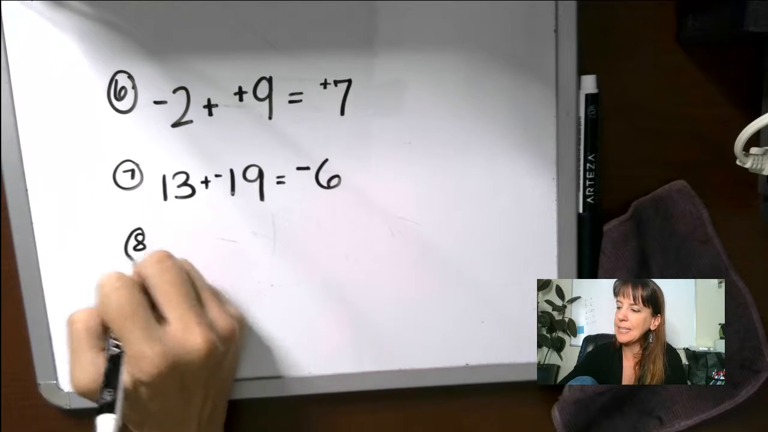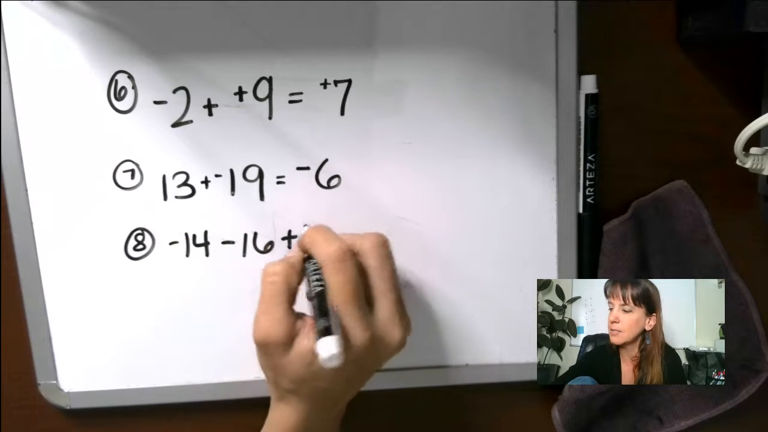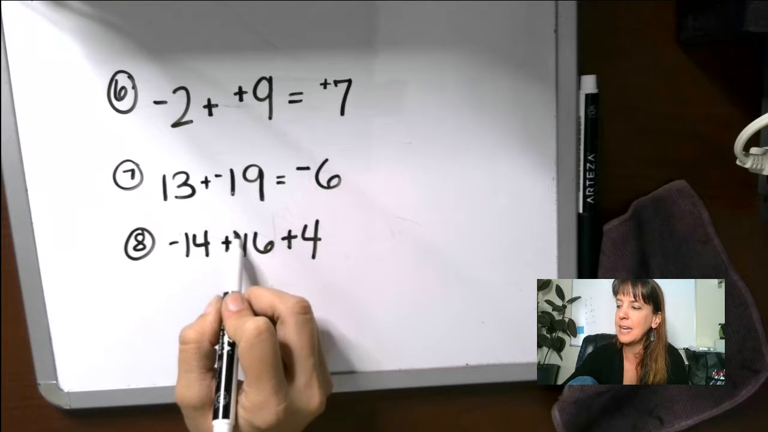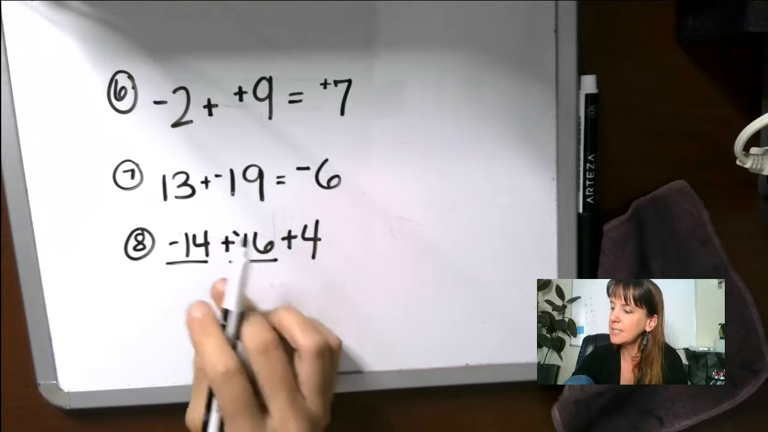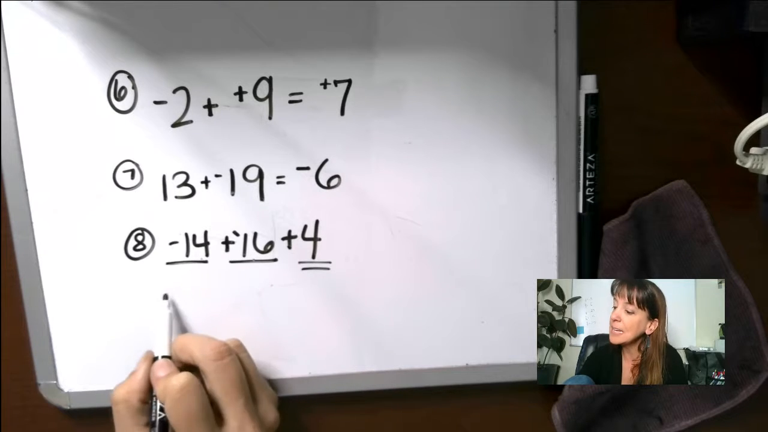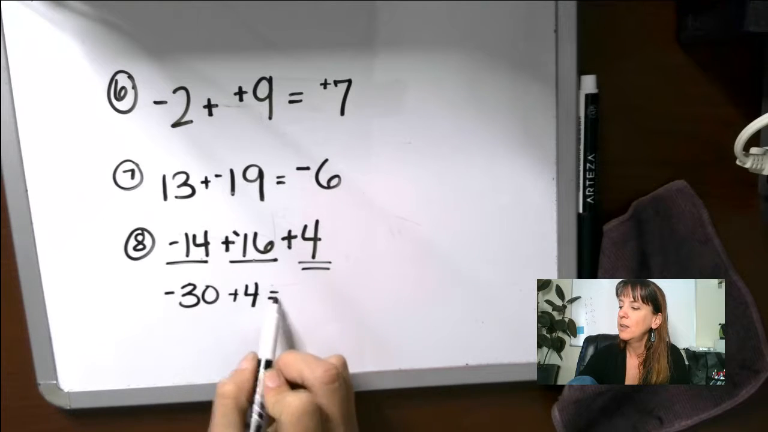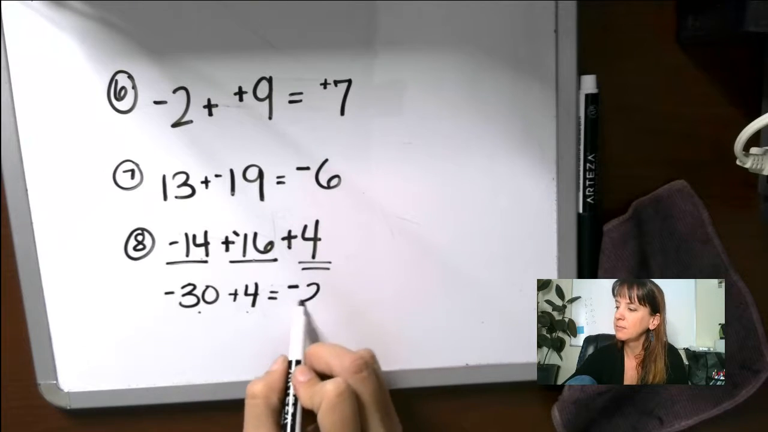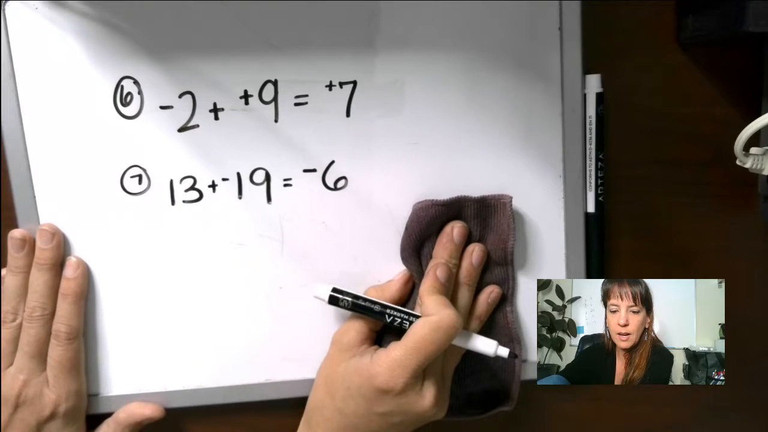All right, let's try 8 here. Negative 14 minus 16 plus 4. Change it to add the opposite first. So add, and then the opposite of positive is negative. Now gather up all your team members. Here's this team, right? And then this team is the different one. This is the positive team. So negative 14 and negative 16, that team is now negative 30. There's 30 players on that team. Plus 4. Now, which team is larger, our negative or positive? Our negative team, by how many? By 26.